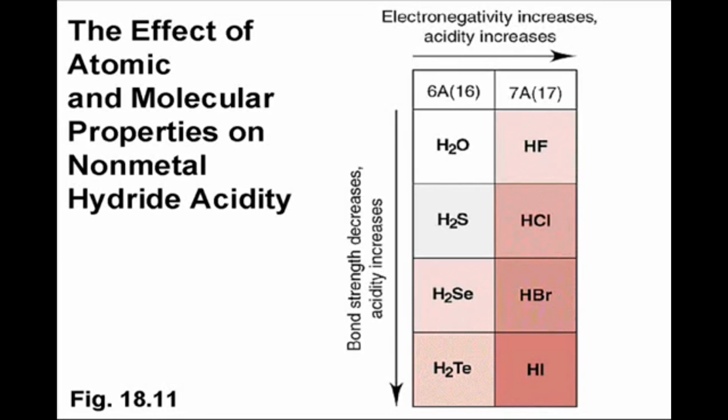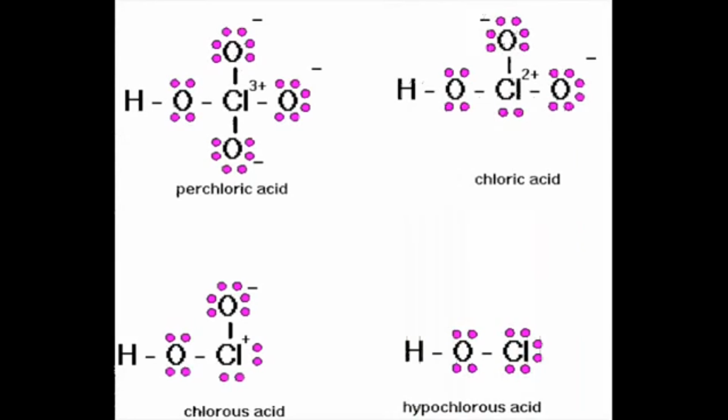Another determining factor for how strong an acid is, is how many oxygens are in a polyatomic ion. A good example of this would be with the chlorate and chlorite ions. Now, the chloric acid from the chlorate is a stronger acid than the chlorous acid from chlorite. And perchloric acid is even stronger still than chloric acid.